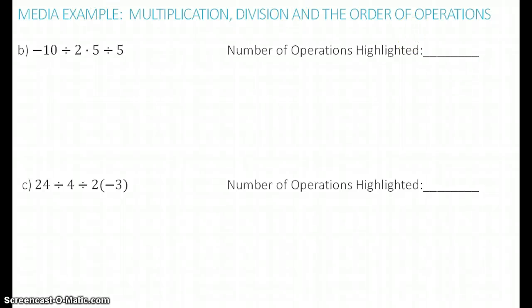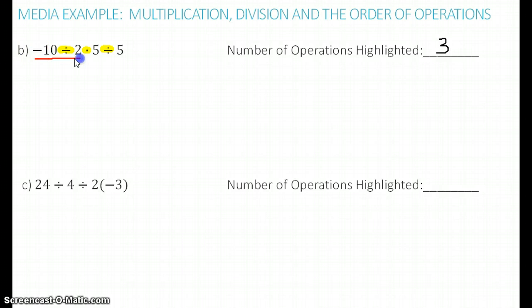Okay, let's start with our highlighter. -10 divided by 2 times 5 divided by 5. So we have 1, 2, 3 operations. And again, we need to move from left to right. It's tempting to do that 5 divided by 5. We know that that's 1, and that would get some of this out of the way, but we need to work from left to right.